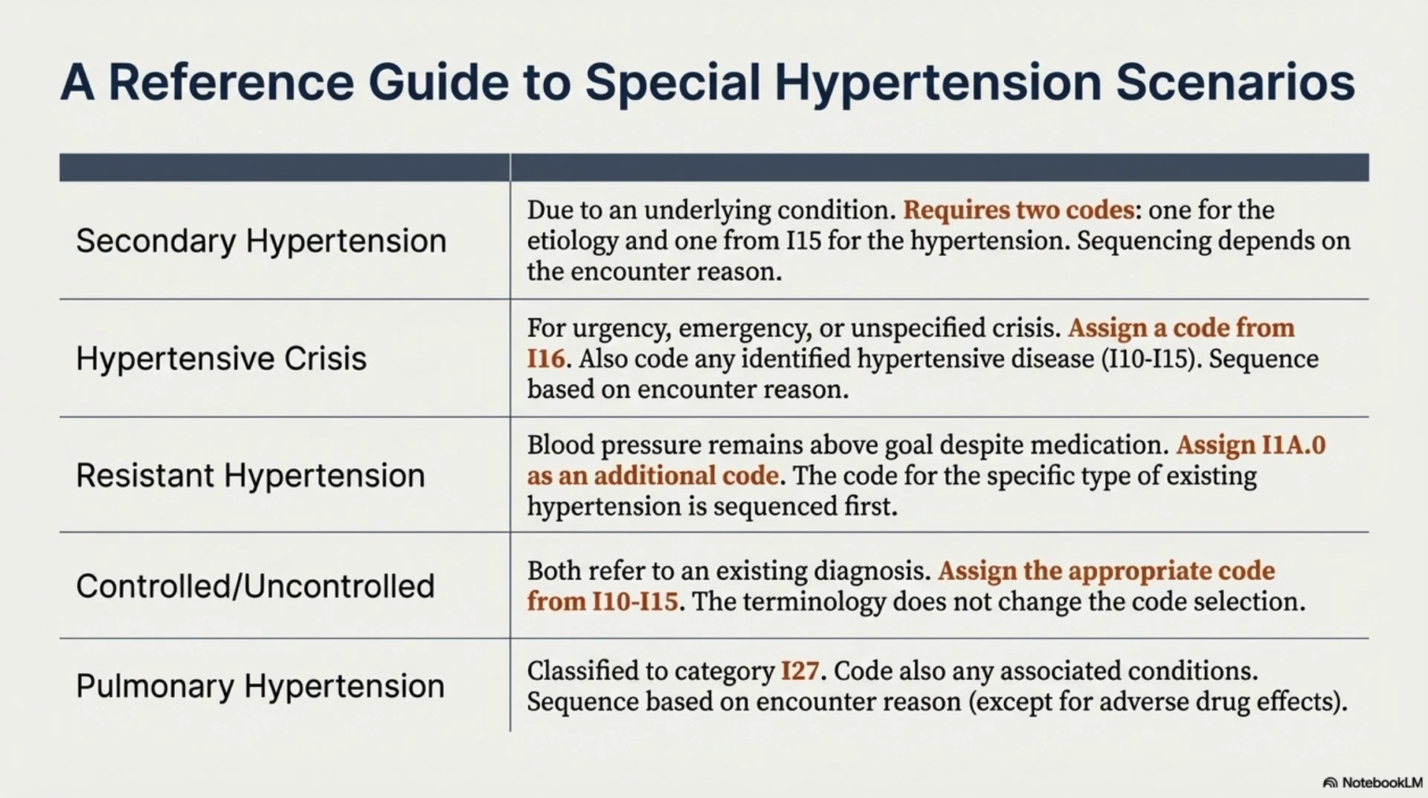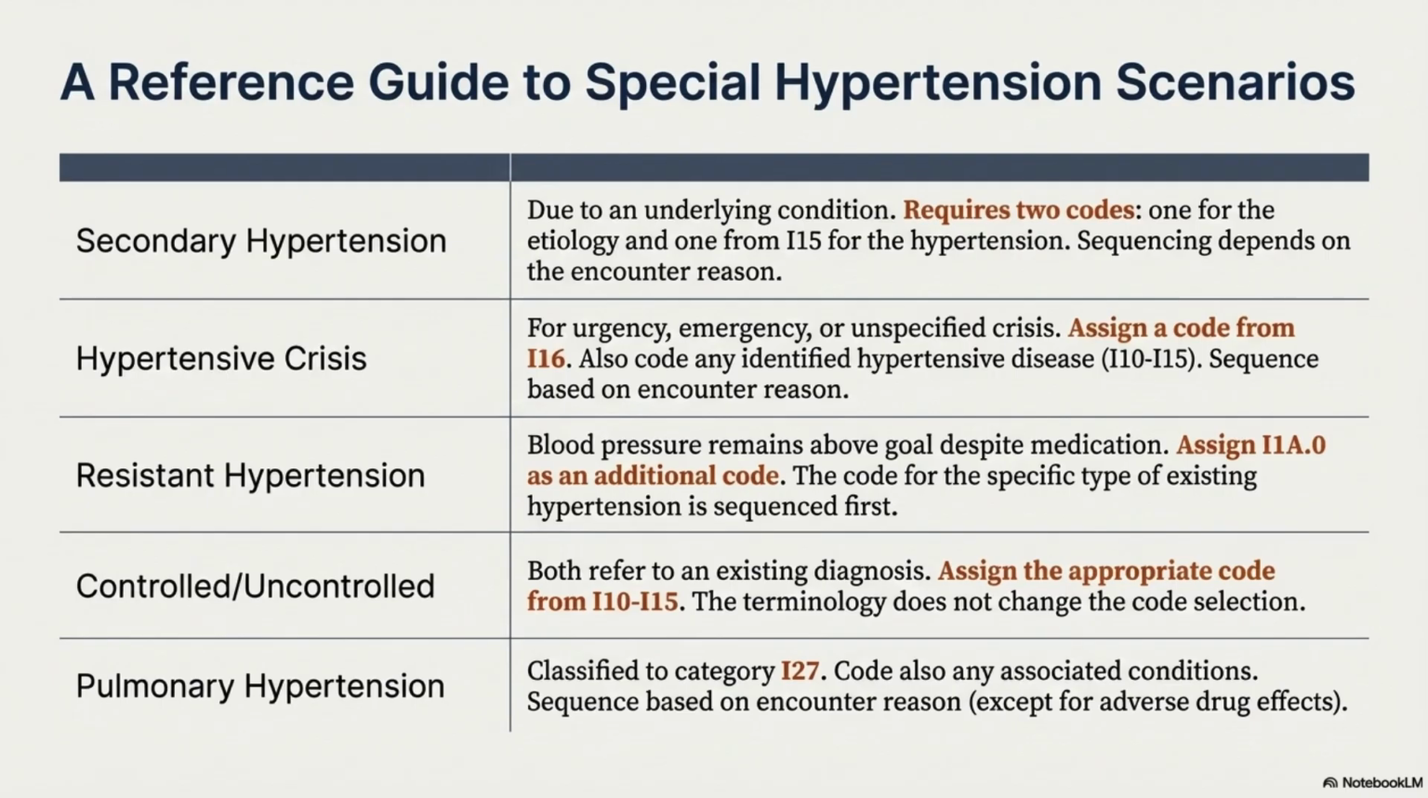Alright, let's walk through a few special hypertension scenarios that come up all the time in coding. First, secondary hypertension. This is hypertension caused by another underlying condition, so you'll always assign two codes, one for the cause, and one from I15 for the hypertension itself. The sequencing depends on the reason for the encounter. Next, hypertensive crisis. This includes urgency, emergency, or an unspecified crisis. You'll assign a code from I16, and then add the code for the underlying hypertensive disease. Again, sequencing follows the reason for the visit.